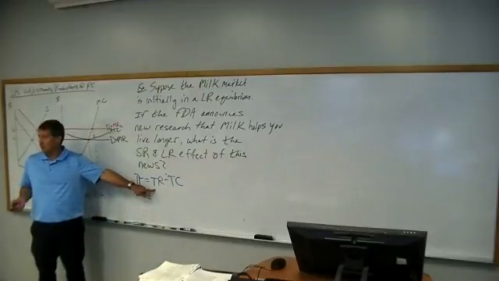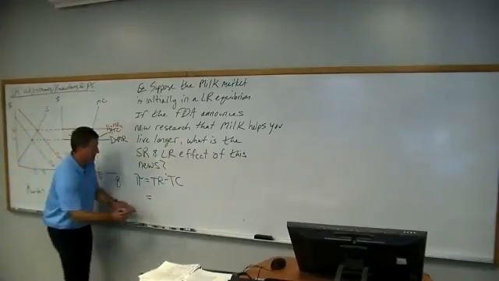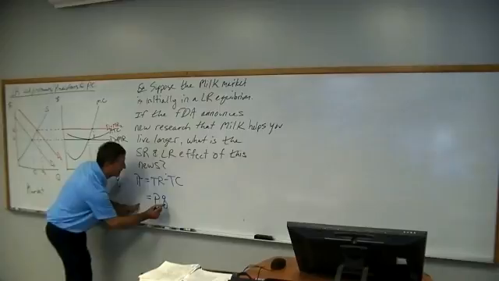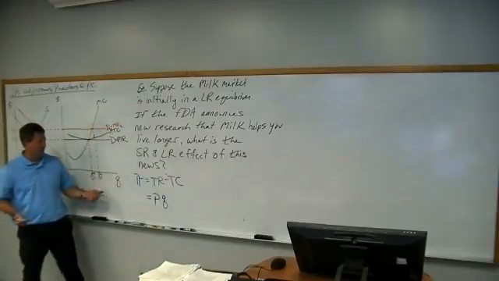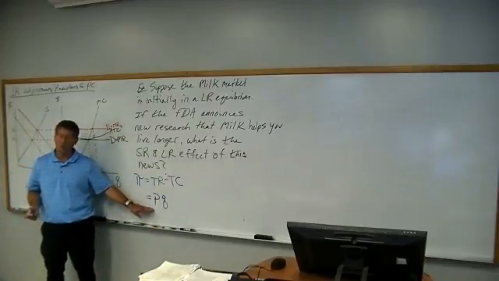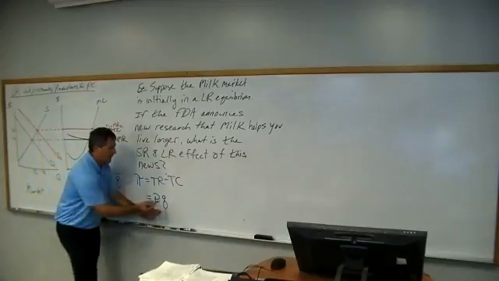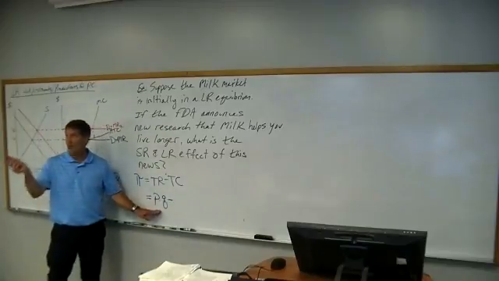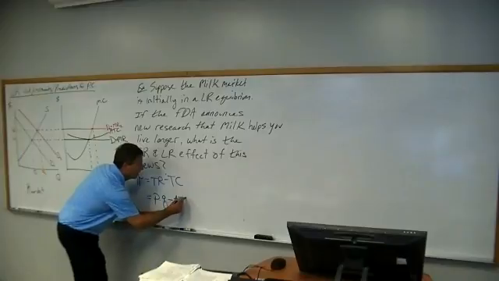What's total revenue? Price times quantity. So let's do that one. Price times quantity. I'm going to put little q since we're talking about the company now. Price times quantity minus average total cost times quantity.